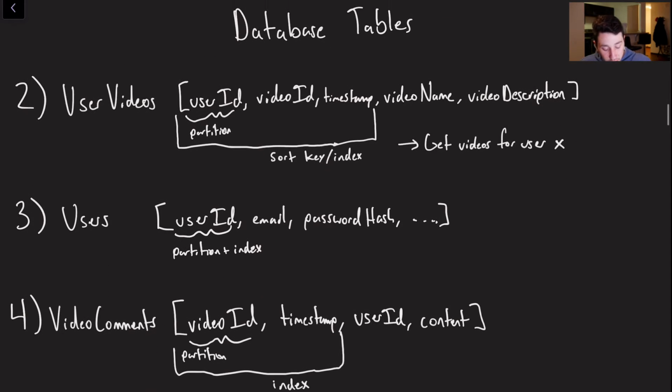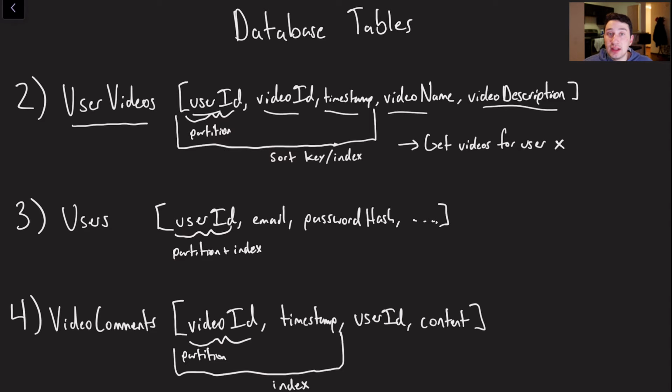The second, third, and fourth tables that I wanted to talk about, I will now get started on. The first is going to be user videos. So this is just outlining, if I'm a user, what videos have I actually posted. That's going to have a user ID, it's going to have a video ID, it's going to have the timestamp that we actually posted that video, and then of course some metadata about the video like the name and the description.